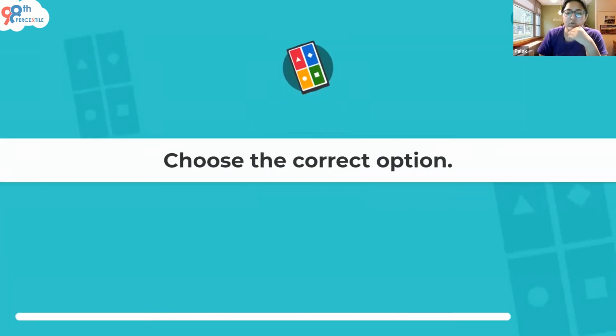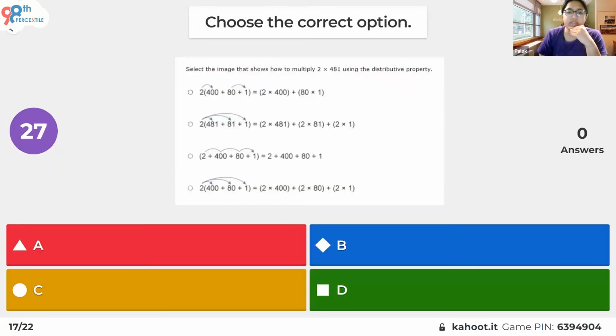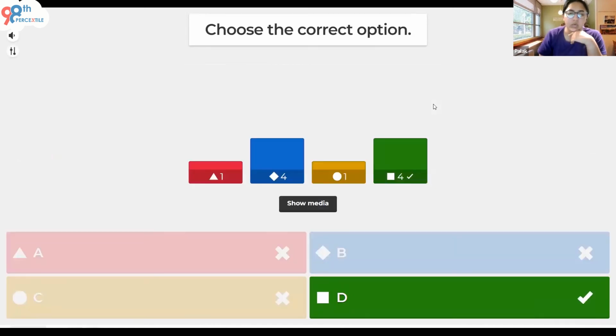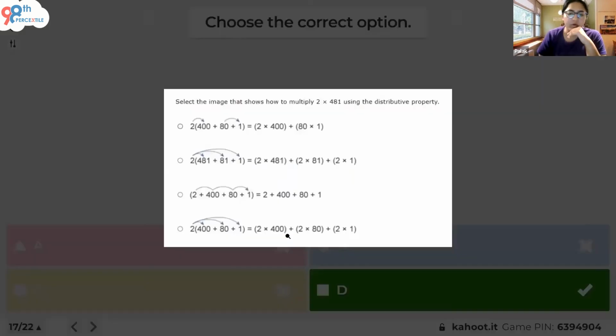The 17th question for today. You need to select the answer that shows how to multiply 2 times 481 using the distributive property. This property is highly useful when you are trying to attempt something where you need to use parentheses when you need to multiply two numbers. Okay, quite a distributed answer, just like the property over here.